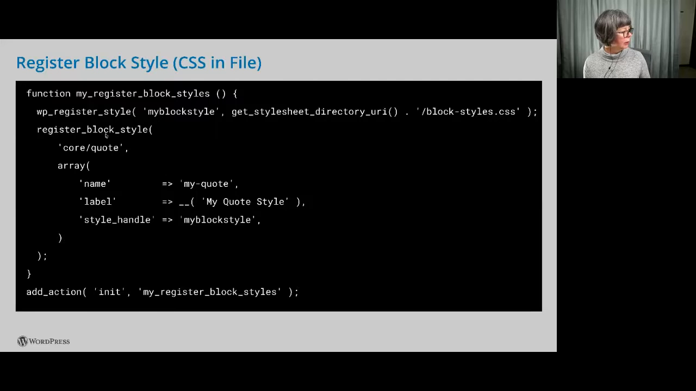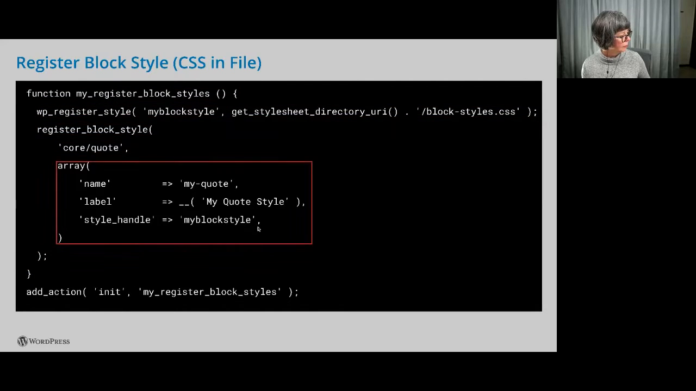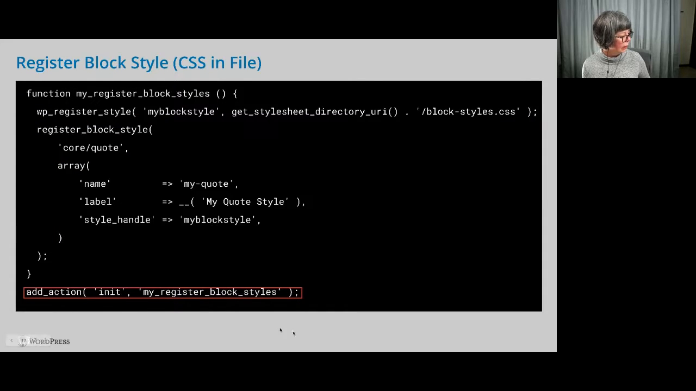And then we are going to register our block style, just as in the last example. We're still using the core quote block, where you've got a name of my quote. We've got a label of my quote style. That's what's going to show up in the block settings panel. And then the style handle is going to be this registered style from the first section. So my block style. I actually do have transitions here. Let me catch us up. Okay. And then you close everything out, and then you hook it into the init hook, just like the previous example.